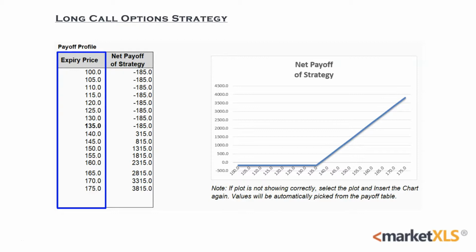Maximum loss occurs when the stock price moves in the downward direction. Maximum loss is the premium paid by the trader. Maximum profits are unlimited when the stock price continuously moves in an upward direction.